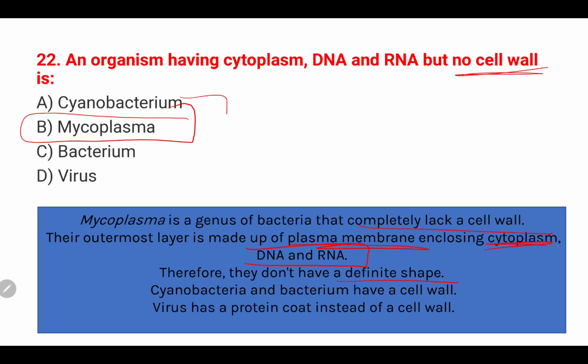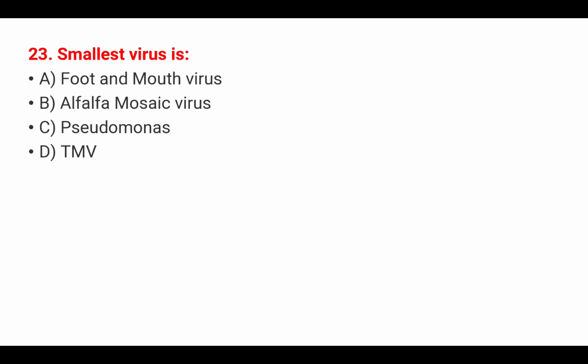Cyanobacteria and bacterium, here they both have cell wall. Viruses, they have protein coat instead of cell wall. But mycoplasma lacks this cell wall. So option B.